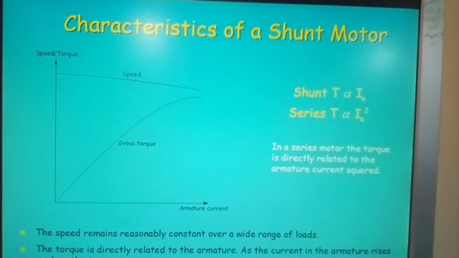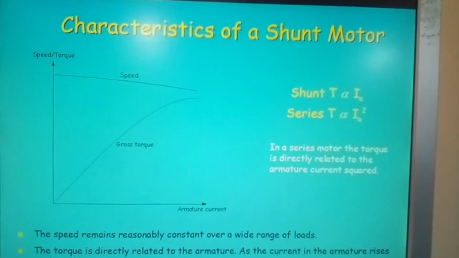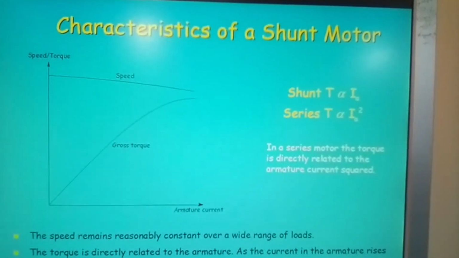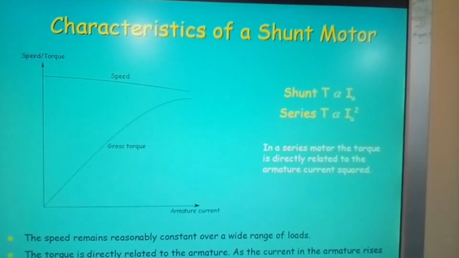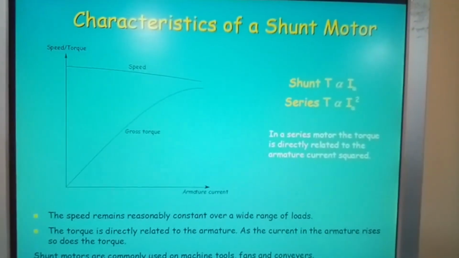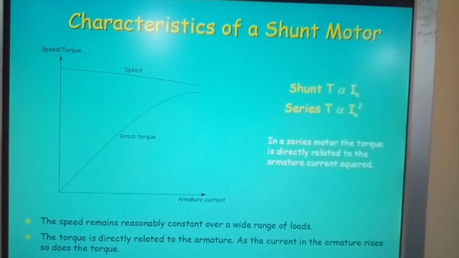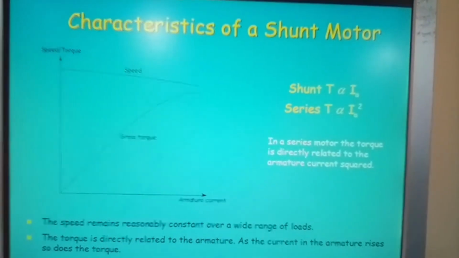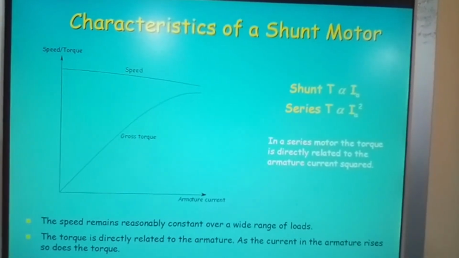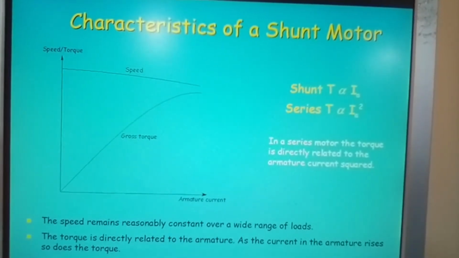In the series motor, the torque is directly related to the armature current squared. Okay. Speed remains reasonably constant over a wide range of loads. The torque is directly related to the armature current. As the current in the armature rises, so does the torque. Shunt motors are commonly used on machine tools, fans, and conveyors. Okay.